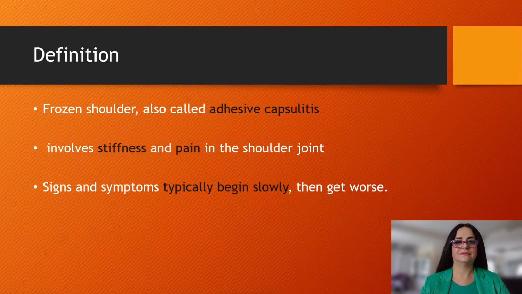Today I'm going to discuss frozen shoulder. What is the definition of a frozen shoulder? Frozen shoulder, also called adhesive capsulitis, involves stiffness and pain in the shoulder joint. Signs and symptoms typically begin slowly, then get worse.